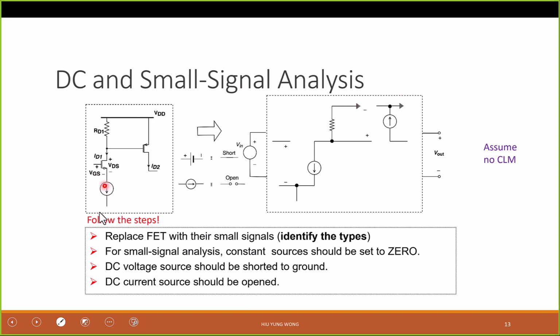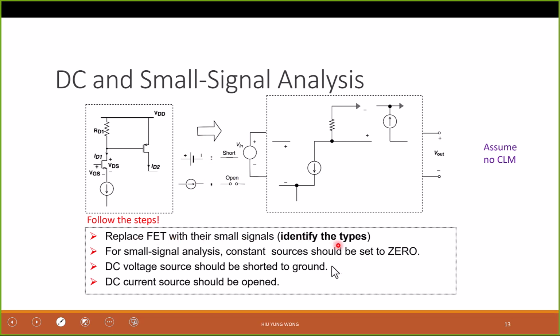The constant current source needs to be open because it's constant. I say that it's constant. The current source always gives me 1 milliampere. So what is the change of the current in small signal? Zero. Because it's constant. No matter what you do to me, I always deliver 1 milliampere. So the change of current is zero. That's why it needs to be open. It means in the small signal, there's no current flowing through. Right? So this is the first thing. You need to do this.